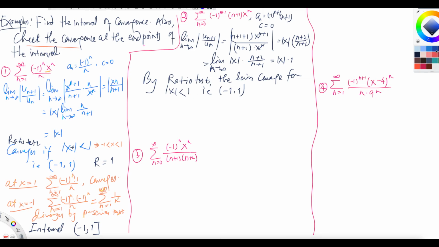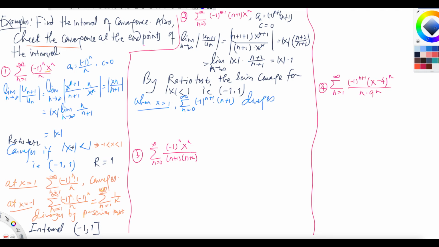As we did in the last example, when x equals 1, what happens? That series becomes the summation from n equals 0 to infinity of negative 1 to the n plus 1 times n plus 1. Does it converge? Actually it diverges. Why? Because by the nth term divergence test, this goes to infinity, so it diverges at the right endpoint.